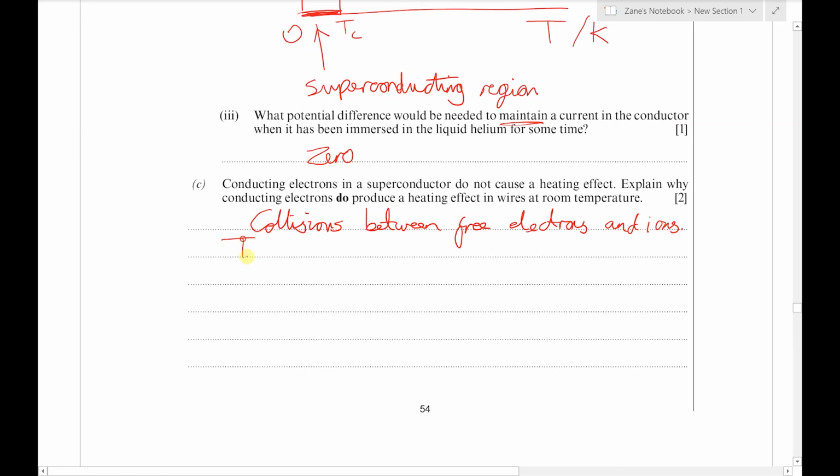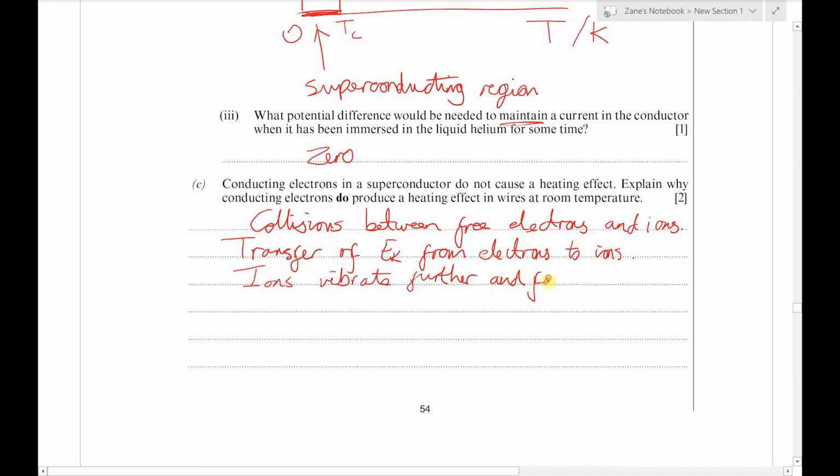And in these collisions there is a transfer of kinetic energy from the electrons to the ions. And in that transfer of kinetic energy in the collisions, this leads to the ions vibrating further and faster. Which is what we see as a rise in the temperature.